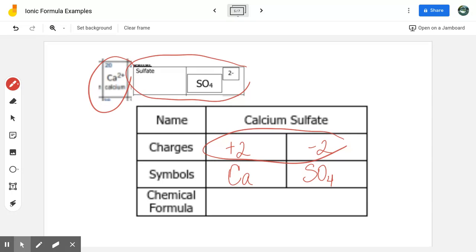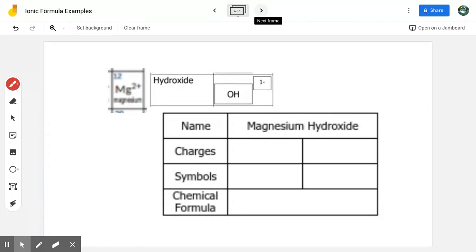When that happens, you are going to take the symbols and just write everything in that symbol row. So CaSO4 exactly as it is. Just write it straight across. Don't add anything. Don't change anything. Just leave it exactly as it is. Next example I'm going to do is magnesium hydroxide.